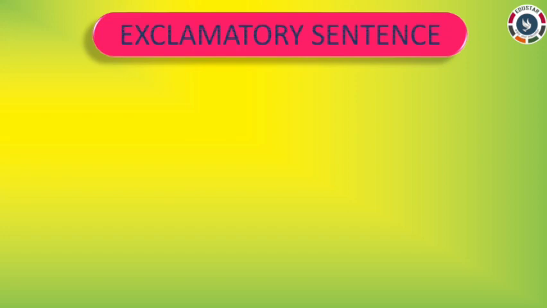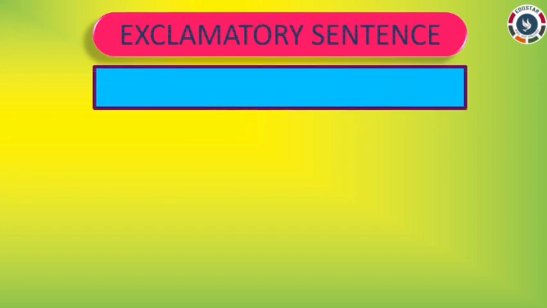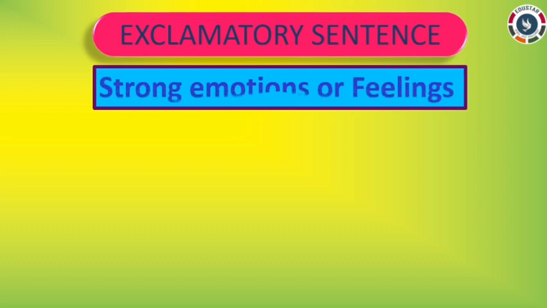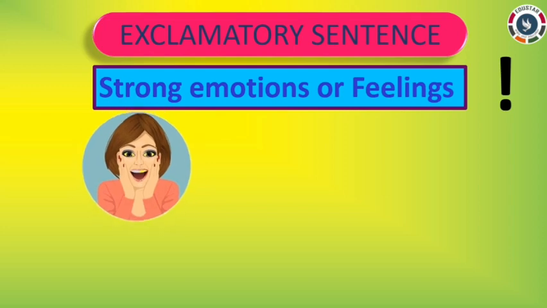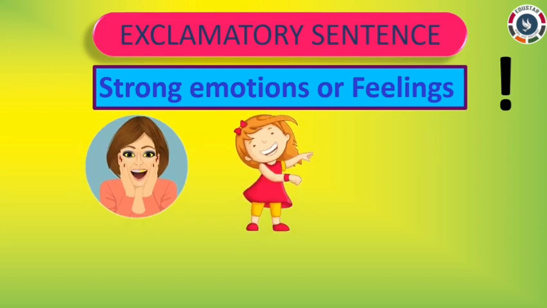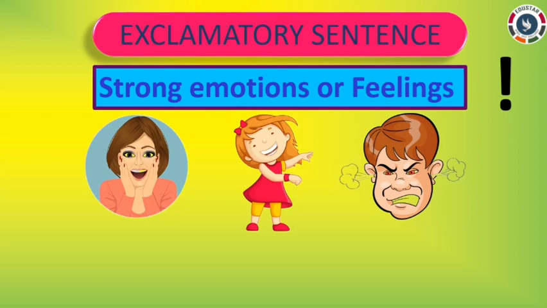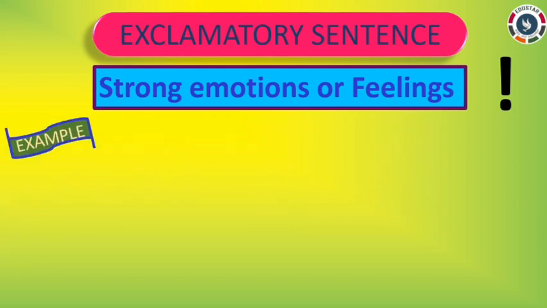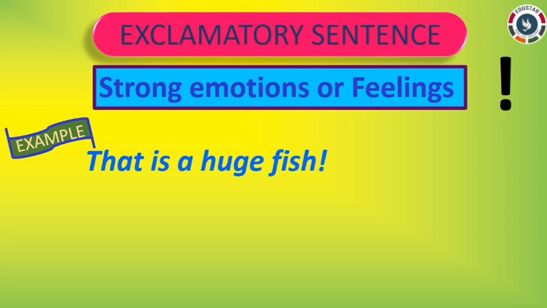Let us look into the final type of sentence, exclamatory sentences. Exclamatory sentences are used to express strong emotions or feelings and they end with an exclamation mark. When you are surprised or when you are happy or when you are angry, you use an exclamation to express your emotion. For example, that is a huge fish!